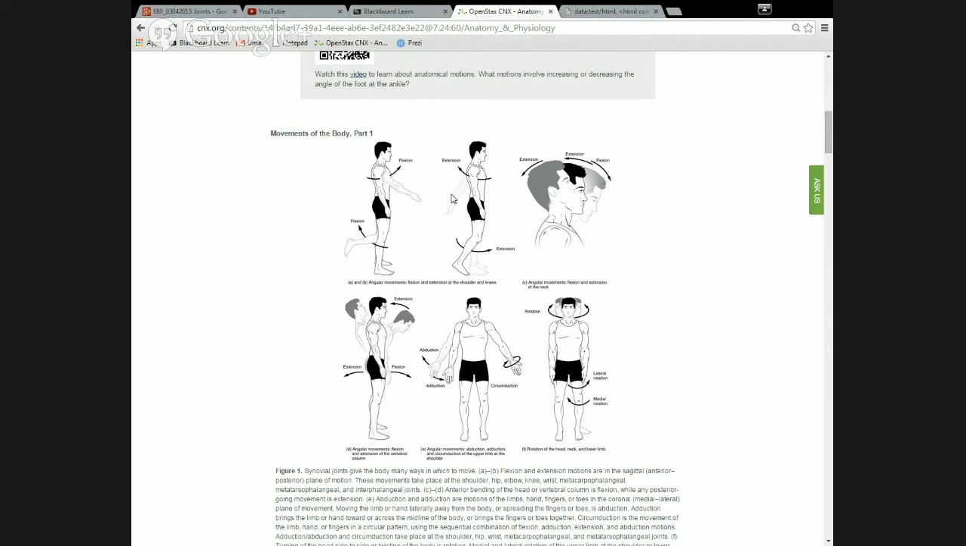They also show here in the picture flexion and extension at the neck, so moving the head forward or backwards. And the same thing could be demonstrated for the spine. You can flex and extend your whole body forward or backwards, anterior or posterior. Okay. So those are flexion and extension.